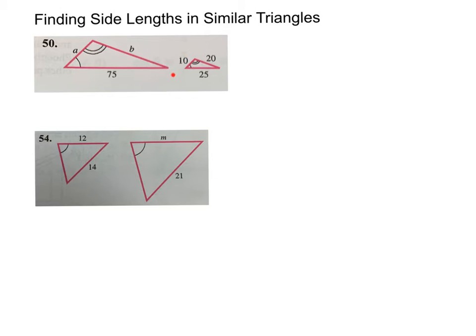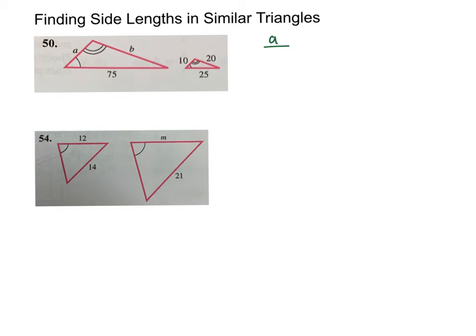So what we can do is take one of the, or two, make sure that you have the length that matches. So this length, seeing that the angle's here, matches up with this length here. So the 75 and the 25 are similar to each other, okay? Whereas the A is correlated to the 10, the B is correlated to the 20. So what you need to do is, let's say we're finding A. So we're finding A.